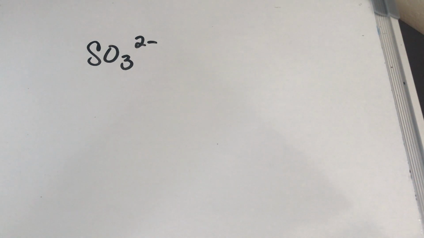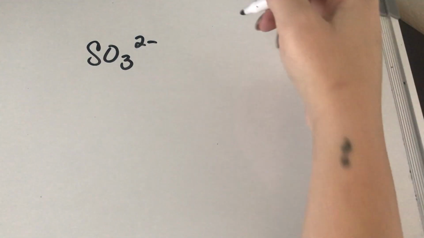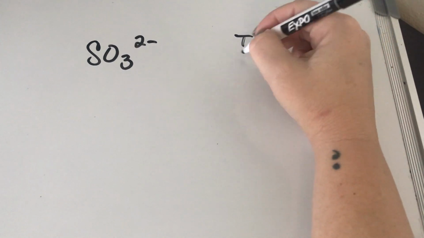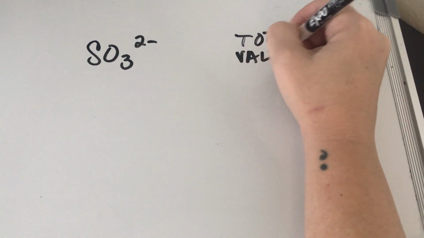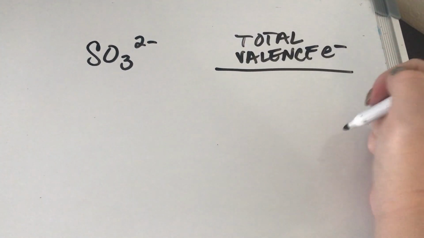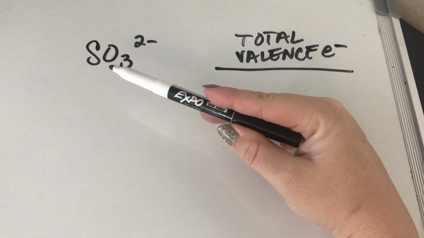Were you able to get the structure, or what part of the structure were you able to get? I don't understand about the charge -2. Okay. So how can I put this? The total valence electrons, right? From sulfur, how many do we have?